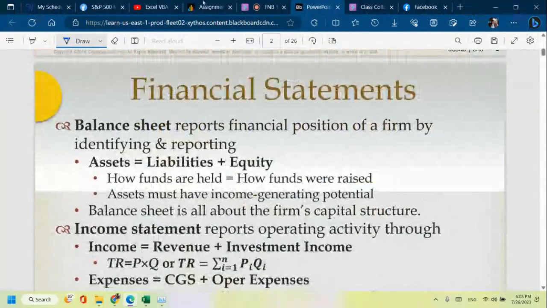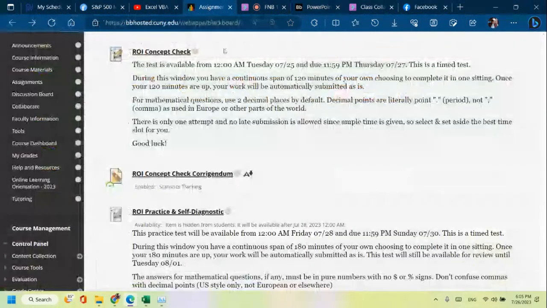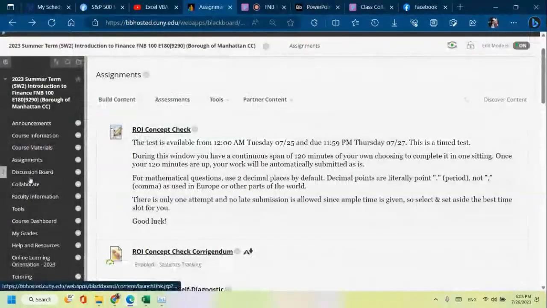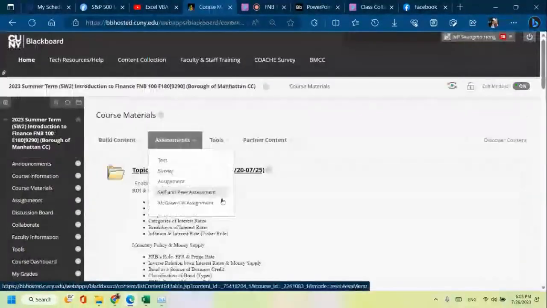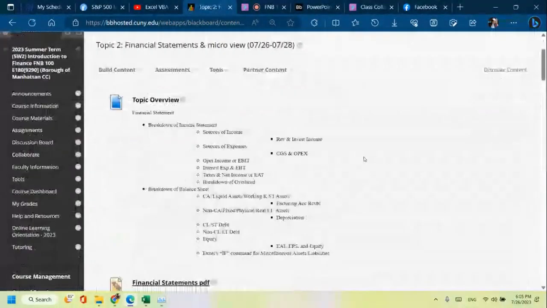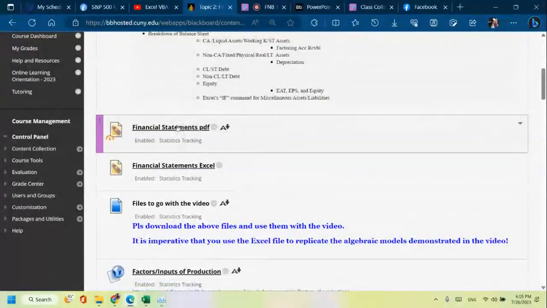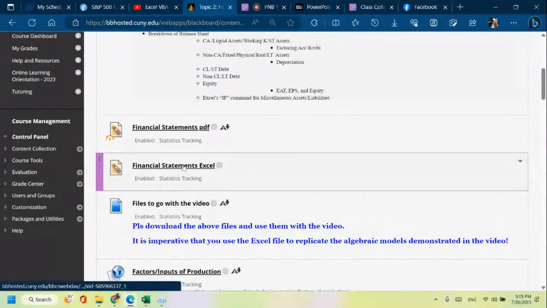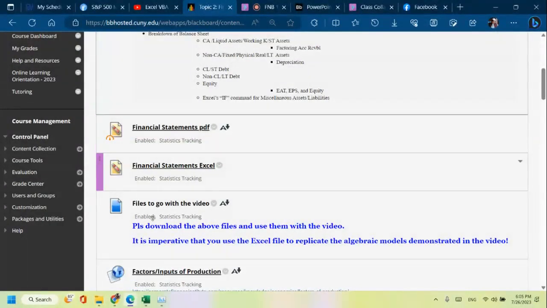And I have, of course, this PowerPoint slide, and there is an Excel file. If you go into the topics folder, right? Second topic folder, right? This is the PowerPoint PDF file, which is a PDF of the PowerPoint. Financials. This is the Excel file. You need to download them, right?